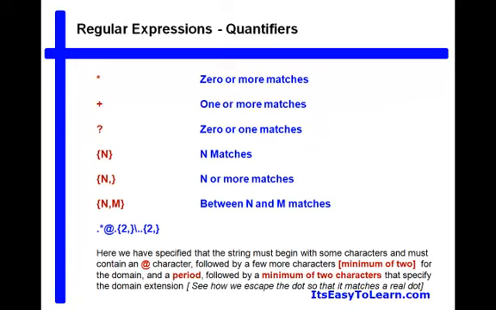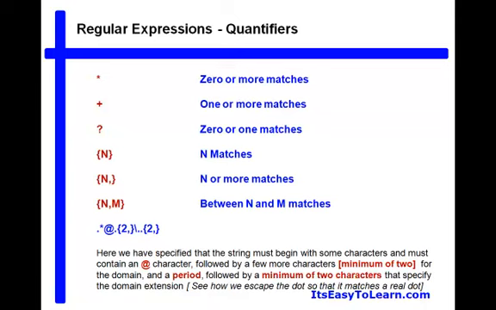Some quantifiers: if you have 0 or more matches, we specify a star. If you specify a plus, it means 1 or more matches. A question mark specifies 0 or 1. Curly brackets with a number in between specify that number of matches. Curly brackets with a number and a comma, {n,}, specify n or more matches. Curly brackets {n,m} specify matches between n and m.